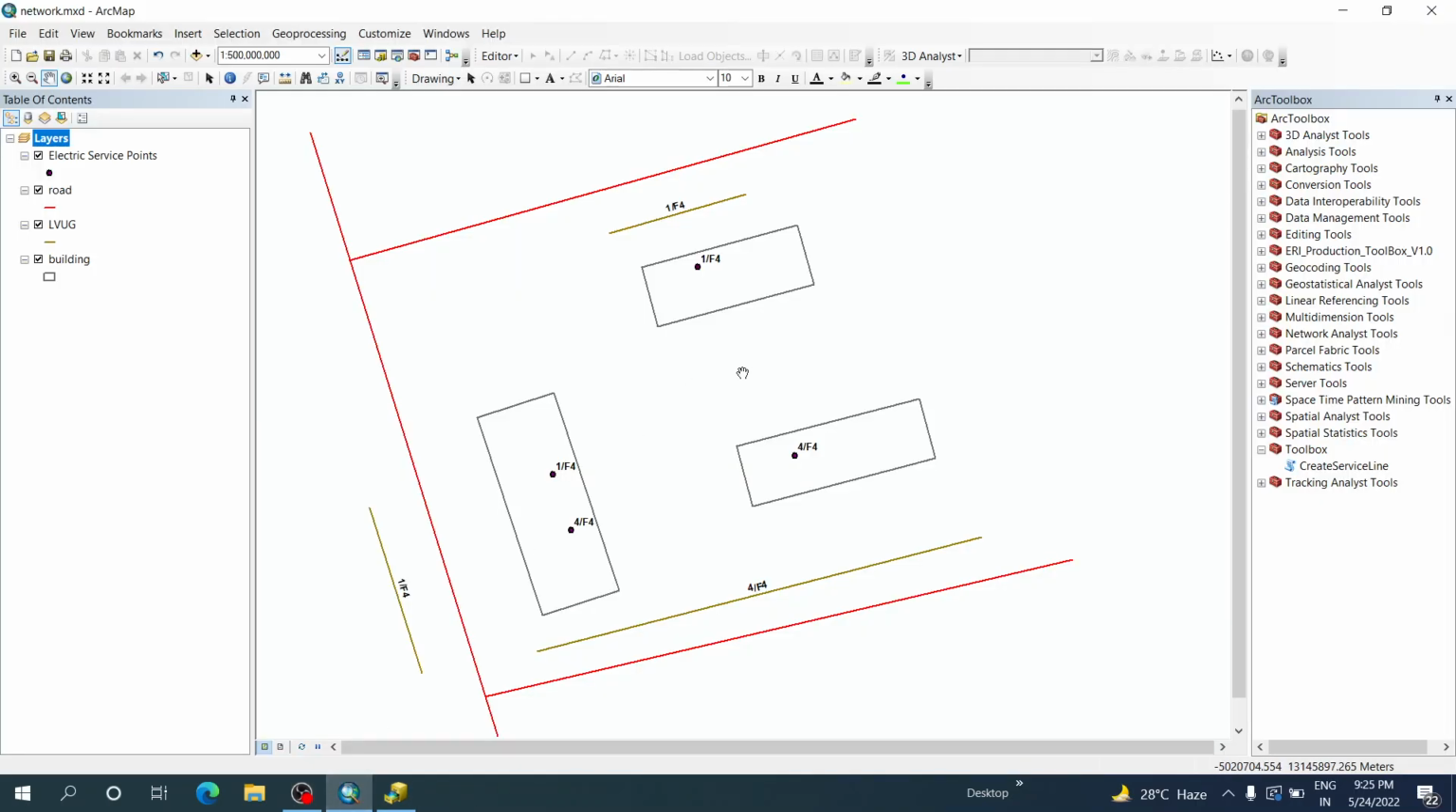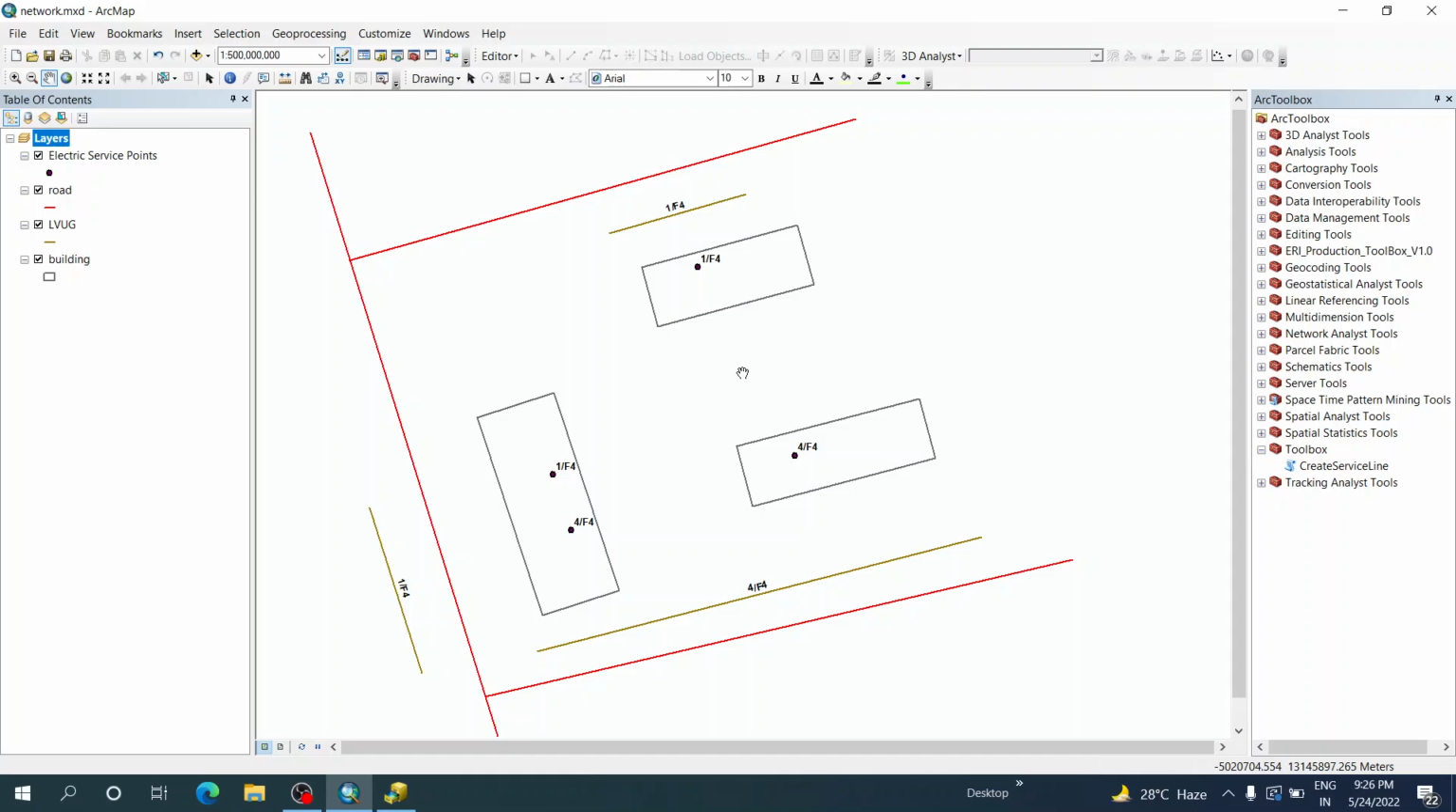I worked on an electrical distribution network in one of my companies. My company was responsible for drawing the electrical distribution network on GIS. The workflow was that some teams were deployed on site to collect the electrical distribution network.